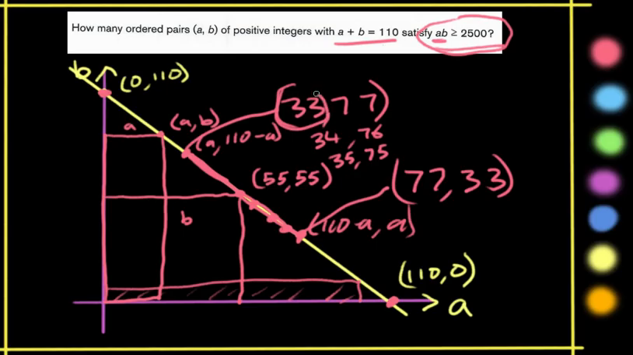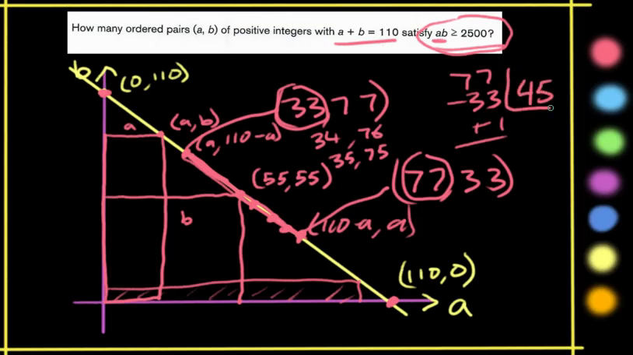So basically the x-coordinate can be anywhere from 33 up to 77. And how many points is that from 33 up to 77? You need to take 77, subtract 33, and then add 1. So that's going to give us 45. So there are 45 of these coordinate pairs, these points at which we're going to have this above 2500. I hope that made sense.